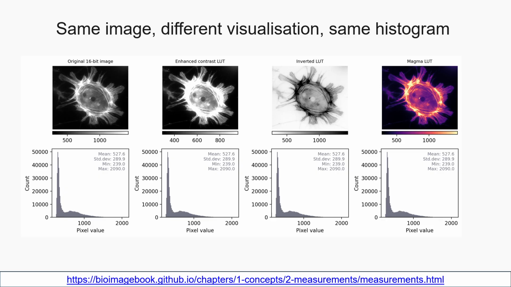In contrast, this example shows the same image displayed in different ways. The visual appearance changes because different LUTs or display settings are applied. However, the histogram remains unchanged because the pixel values themselves have not changed. This reinforces a central concept. Display settings alter visualization, whereas histograms reflect the underlying image data.